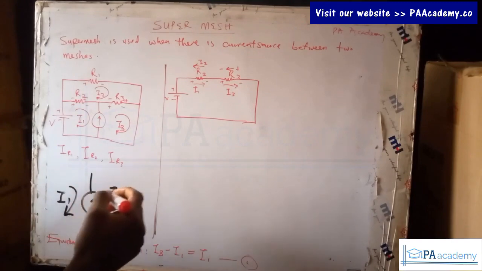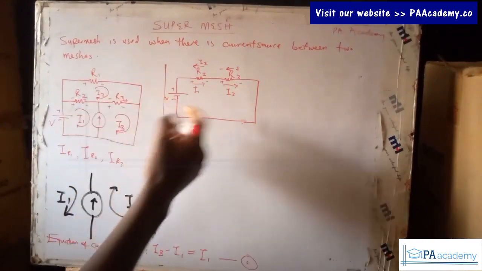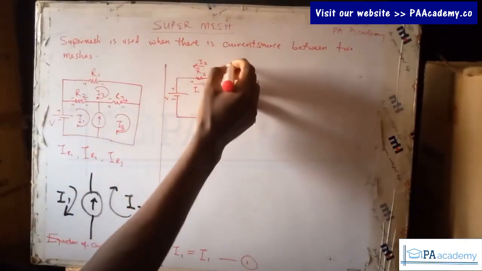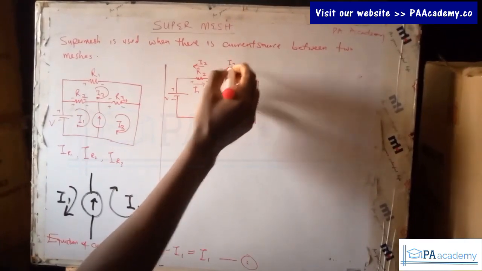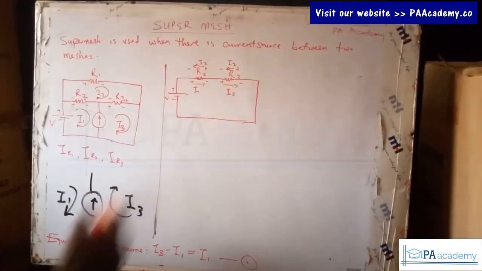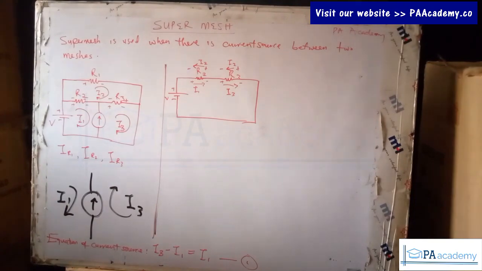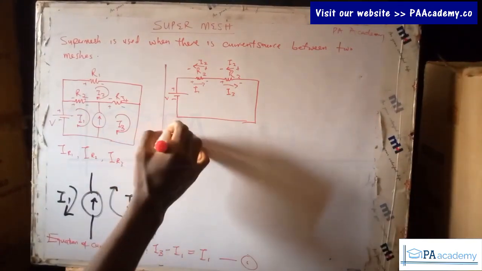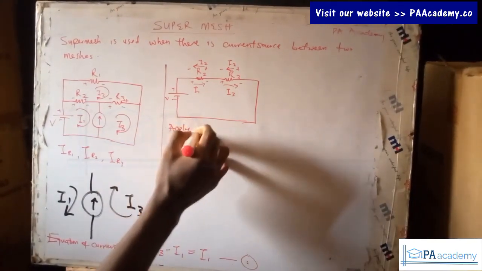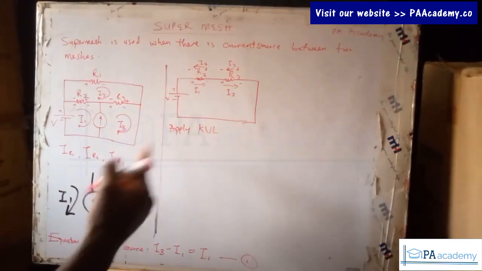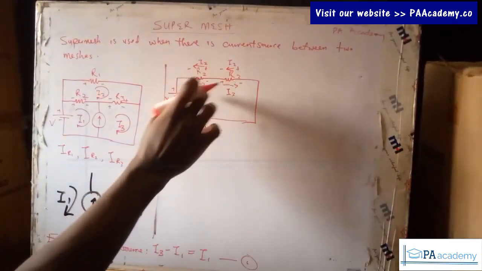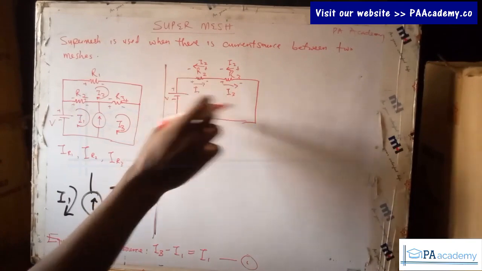We also have I2 flowing in this direction, and also I2 flowing in this direction. This is I2, and then the polarity will be plus and minus. So with what we've just drawn here, we are going to apply KVL, that's Kirchhoff's voltage law. We are going to take this the same way we are solving mesh circuits. That's what we are going to follow here.